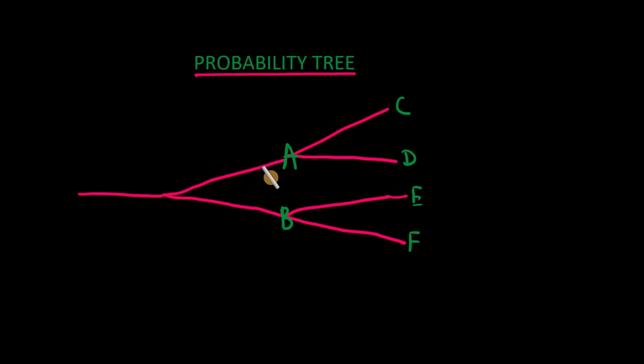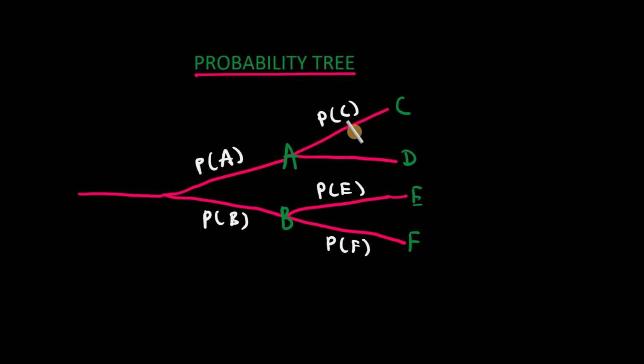F. On the branch, they always write the probability of event A, and here is the probability of event B. On this branch, write the probability of event E. Here I write the probability of event F. On this branch is the probability of C, and here I have the probability of event D. I can write outside the branch or inside the branch, it is okay.